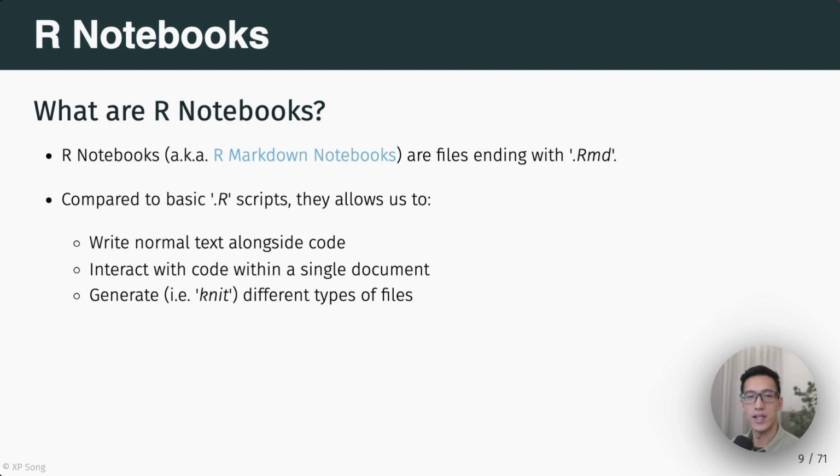Compared to basic R scripts, they allow us to, firstly, write normal text alongside code. Secondly, interact with code within a single document. And thirdly, generate, or so-called knit, different types of files. For example, the course materials such as the notes and slides were generated using R Markdown notebooks. Let's try to create a new R notebook.